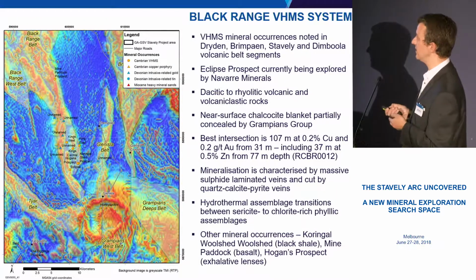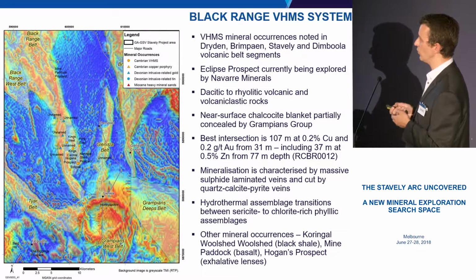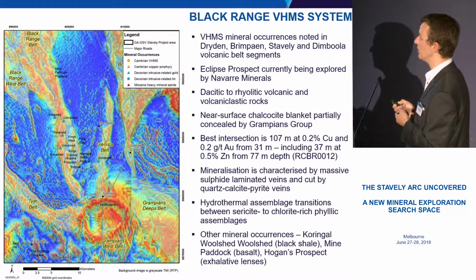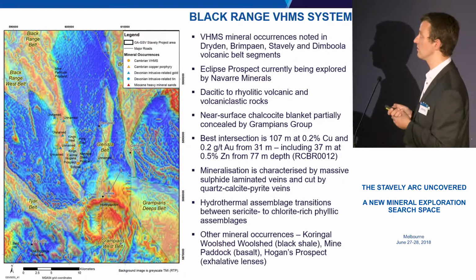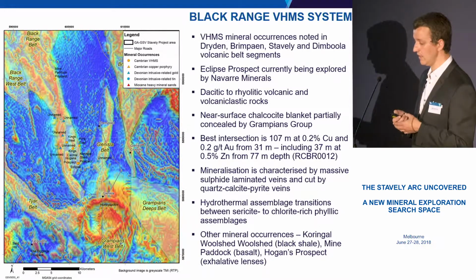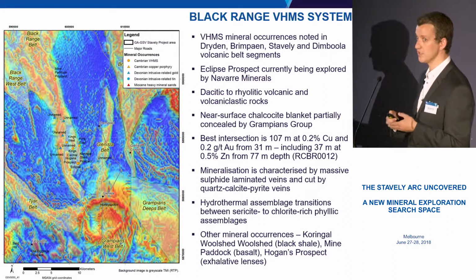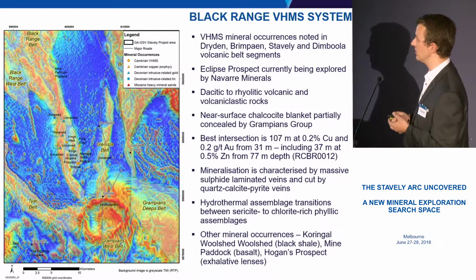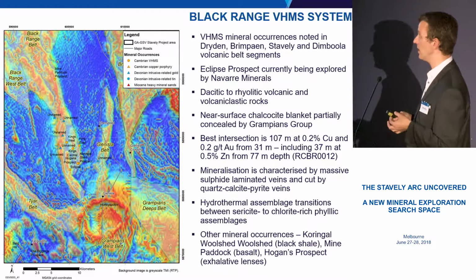We're going to concentrate instead on the Black Range, so we've jumped northwest of the Grampians ranges, where there's a large concentration of VHMS mineral occurrences in the Black Range belt. The most well-known occurrence is the Eclipse Prospect, which is currently being explored by Navarre, and that's hosted in devitrified, dacitic to rhyolitic, volcanic and volcaniclastic rocks. It's got a near-surface chalcocitic blanket, which is partially hidden under Grampians group cover. The mineralisation is characterised by massive sulphide laminated veins and cut by quartz calcite pyrite veins.